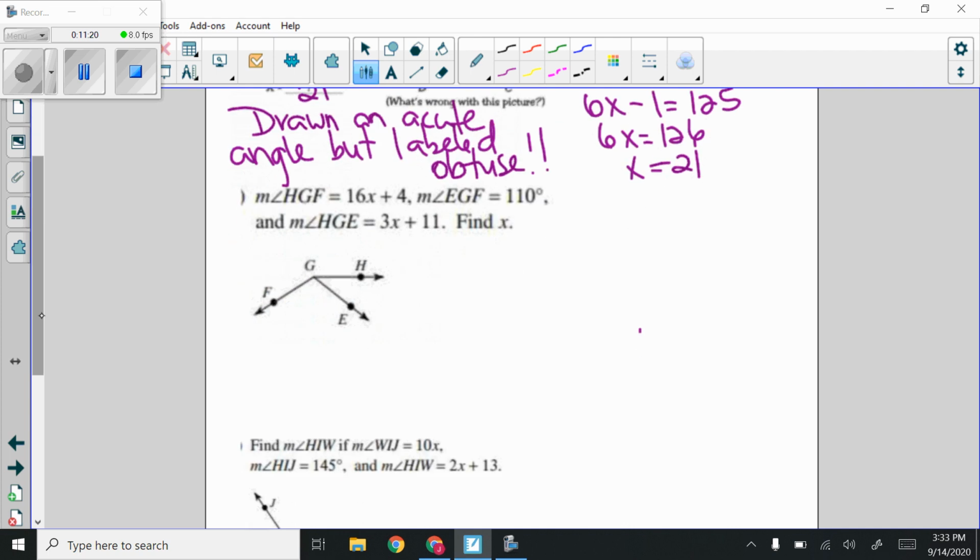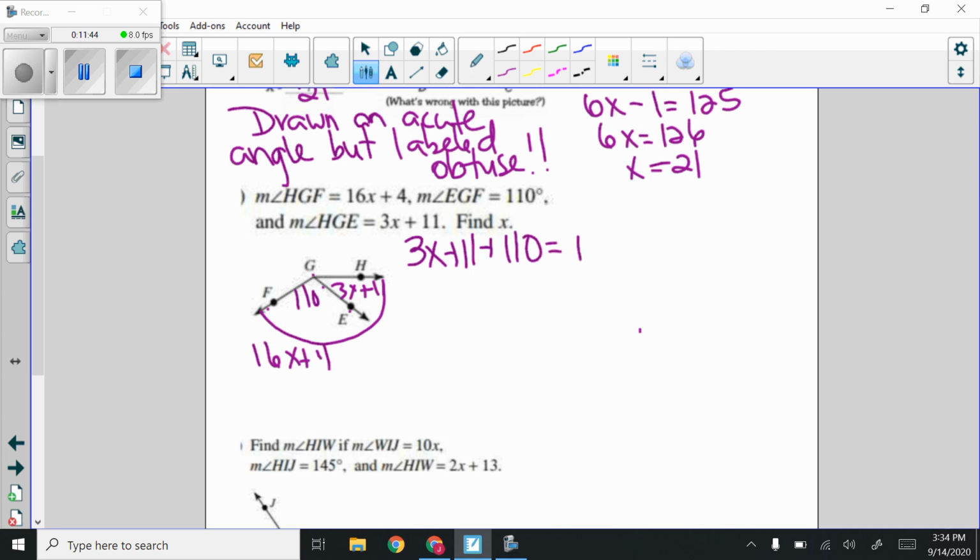All right, next one, the measure of angle HGF. So that is the entire angle, is 16x plus 4. Measure of angle EGF in here is 110. HGE, 3x plus 11. Find x. So again, these two add together, so 3x plus 11 plus 110 equals the great big one, 16x plus 4. Combine like terms, so 11 plus 110 gives us 121, so 3x plus 121 equals 16x plus 4.